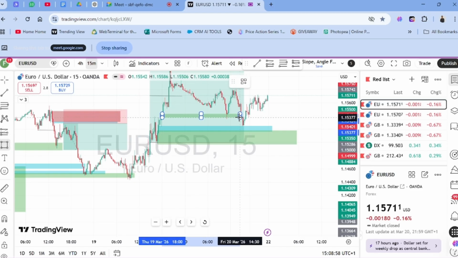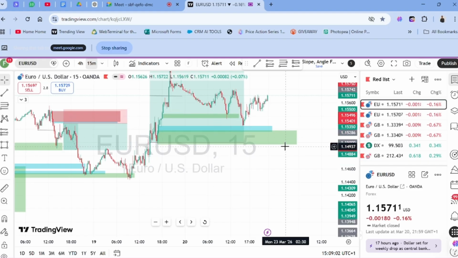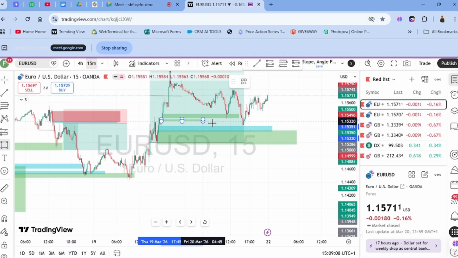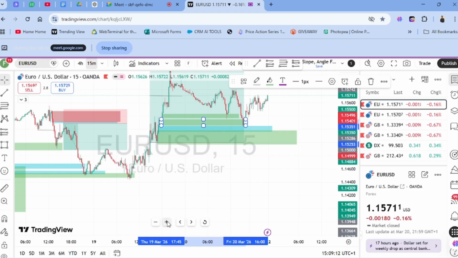This was the first FEG zone. Good. And then this was the demand. This was the demand level, the candle before the bullish impulse. This is it. Let me zoom it well.